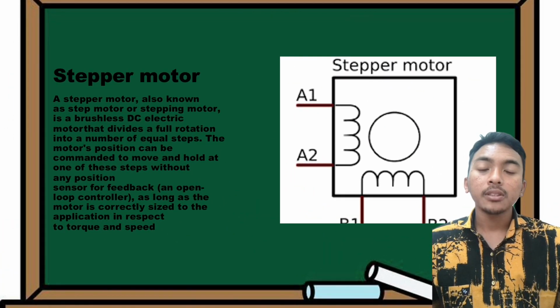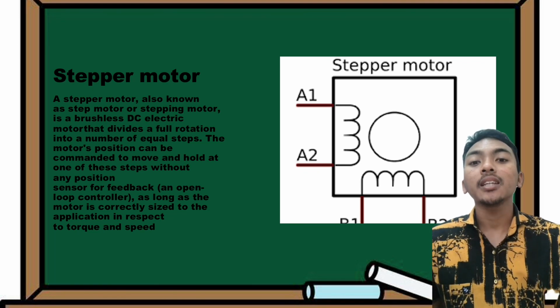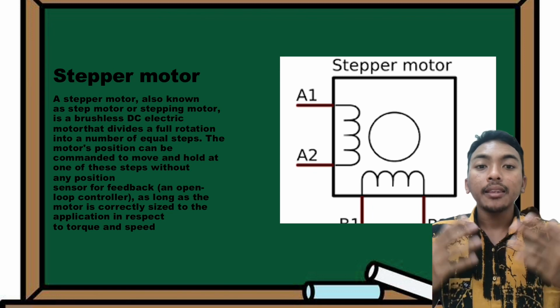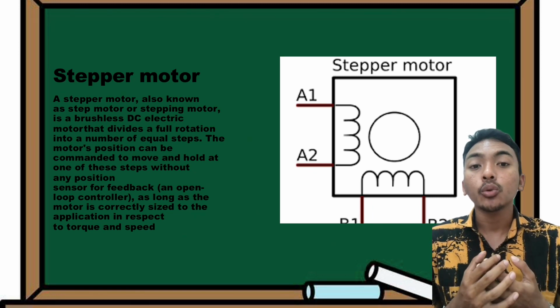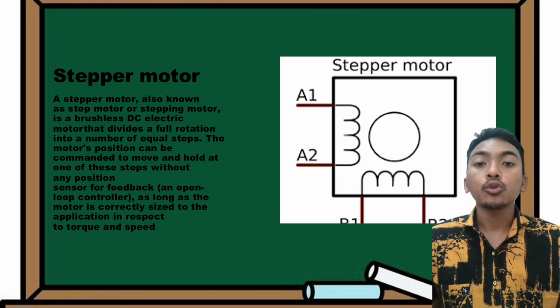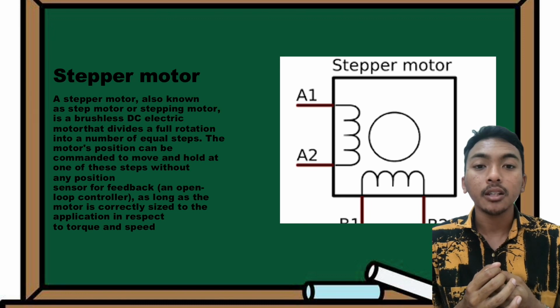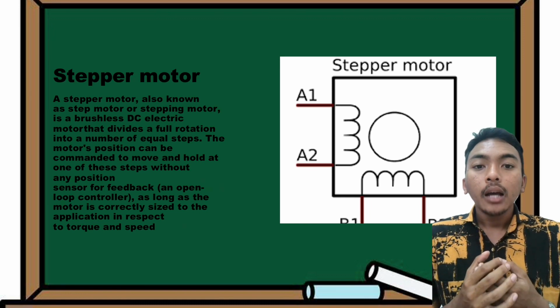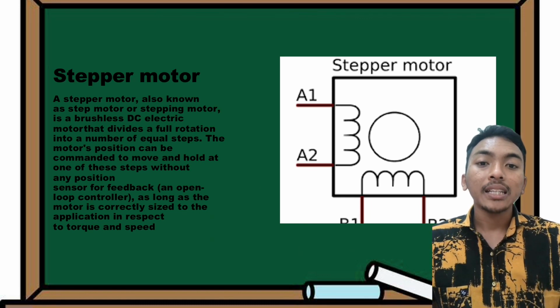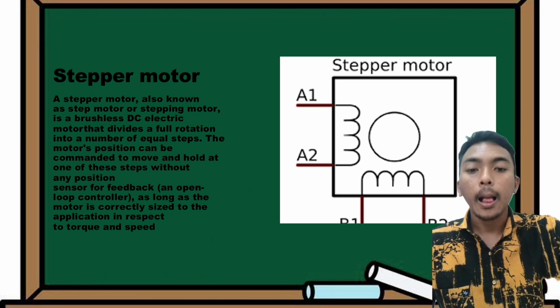And now we have a stepper motor. A stepper motor, also known as a step motor or stepping motor, is a brushless DC electric motor that divides a full rotation into a number of equal steps. The motor's position can be commanded to move and hold at one of the steps without any position sensor for feedback, as long as the motor is correctly sized to the application with respect to torque and speed.